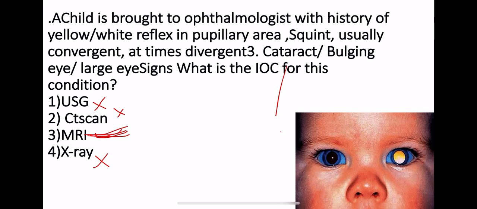If they ask what the initial investigation is, then we have to change our answer. It's not MRI, then we should go for the USG. The initial investigation is USG. The investigation of choice is MRI. And if they ask what the gold standard investigation is, it is the biopsy or the histopathological examination. All right, so now let's understand retinoblastoma in some depth.